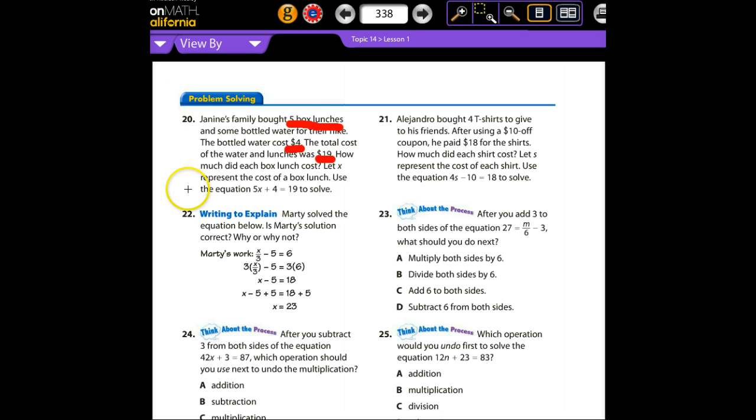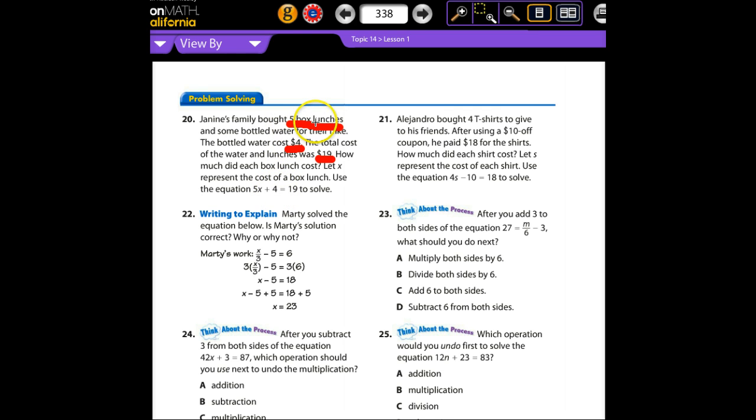That's a lot of information, okay? But what they've done is they've pulled out the important pieces of information and they've put it into the equation. Okay, so let's take a look. The total cost of the water and lunches was $19. Here's 19, okay? Now what's important when it says the total cost of the water and lunches was, that means what's over here must be the total cost of water and the lunches. So here's the cost of the bottled water, and here you see it down here in the equation.